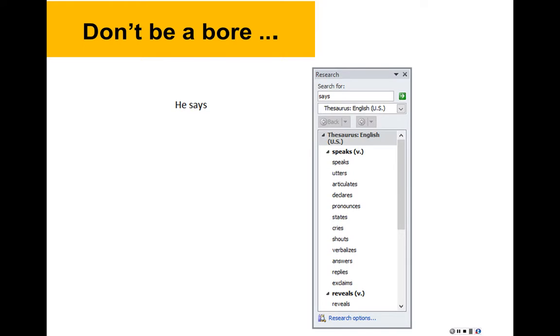Synonym means similar words. So instead of saying he says, you could say he speaks, he utters, he articulates, he declares, he pronounces, he states, he cries, he verbalizes, he answers, he replies, he reveals, etc. And then you can open each of these to reveal other things, and then you can click it and boom, get rid of says and put in something more interesting. This is one of the things I want you to pay attention to.